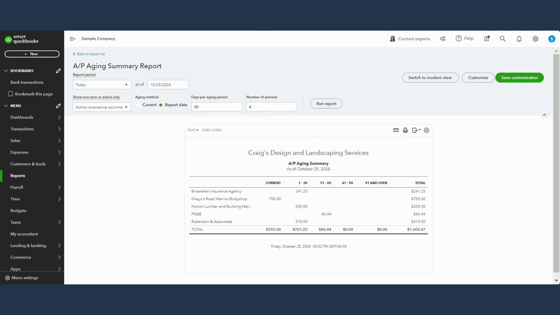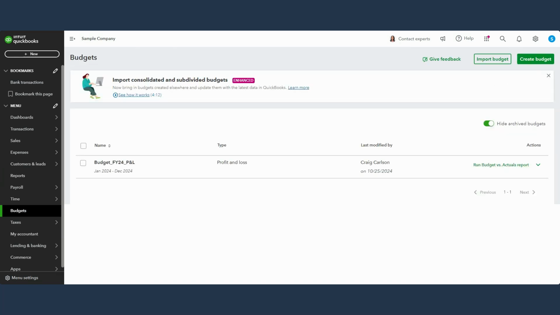Our last report we're going to look at is called budget versus actual report. Now, to create that report, first you have to make sure you have a budget set in QuickBooks. QuickBooks Online Plus or Advanced lets you create a budget in QuickBooks itself. So it's a great tool. You can create a budget based on the exact chart of accounts that you have in your QuickBooks file. So I'll show you one.